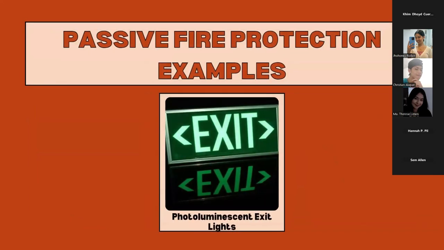And last example here is photoluminescent exit lights. These are non-electrical safety signs that absorb and store energy from other light sources. During power failures or in smoke-filled rooms, they glow to provide a clear and bright guide toward the exit and escape routes. Okay, next slide, please.